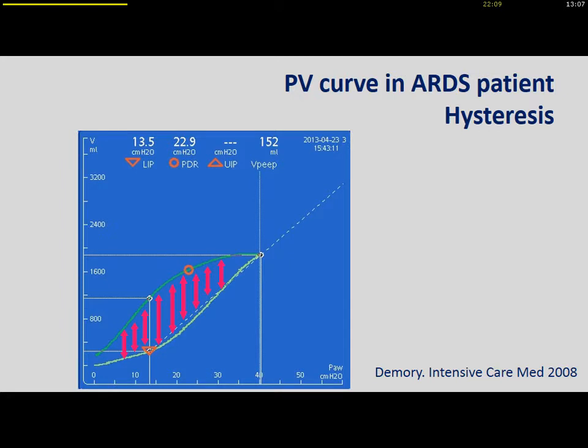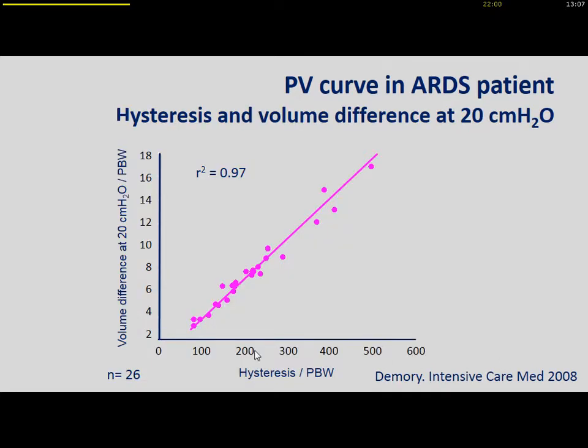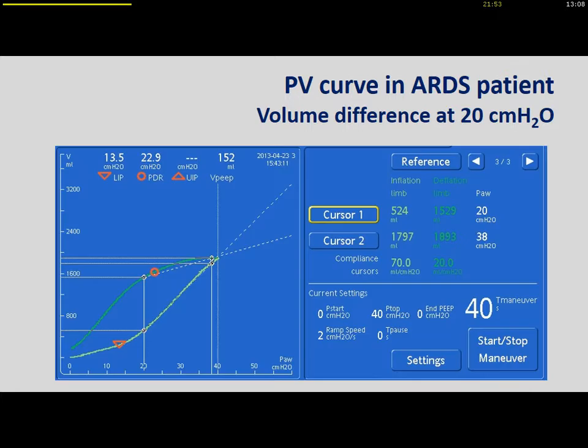So to measure hysteresis is not easy, but we can easily use a cursor and measure the volume difference at any point. And there is a perfect correlation between hysteresis and the volume difference, for example, at 20 centimeters of water. So that's why in my clinical practice, when I have such a PV curve, I use 20 centimeters of water to measure the volume difference here. And if it's higher than 400 milliliters, there is a potential for recruitability.